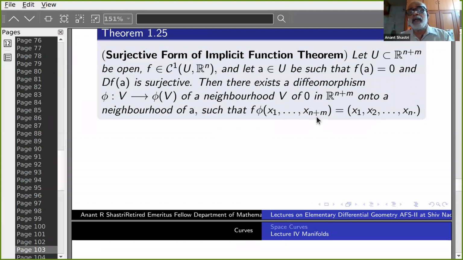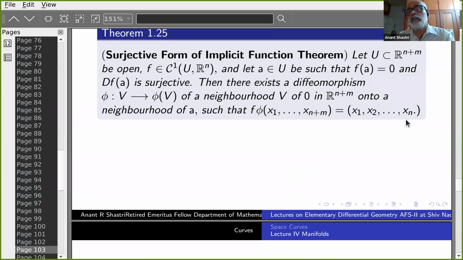So the end result is that after a diffeomorphism, what is that diffeomorphism? A change of coordinates. First, I am shifting 0 to A. That is one change of coordinates. Then I have to do another change of coordinates at the point 0. Finally, the function itself in the new coordinates will look like, let us say, y1, y2, ..., y(n+1) will go to y1, y2, ..., yn. So that is the meaning of phi: x1, x2, ..., x(n+m) go to x1, x2, ..., xn.